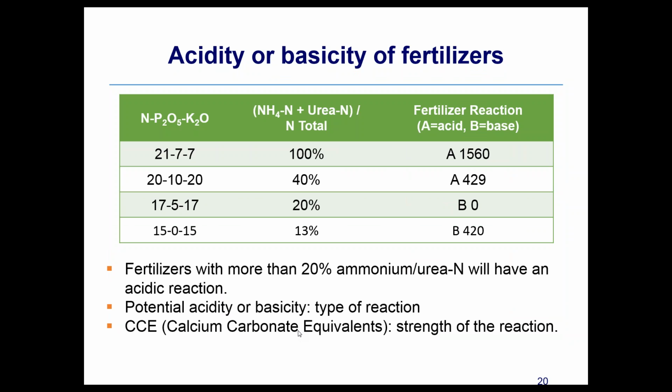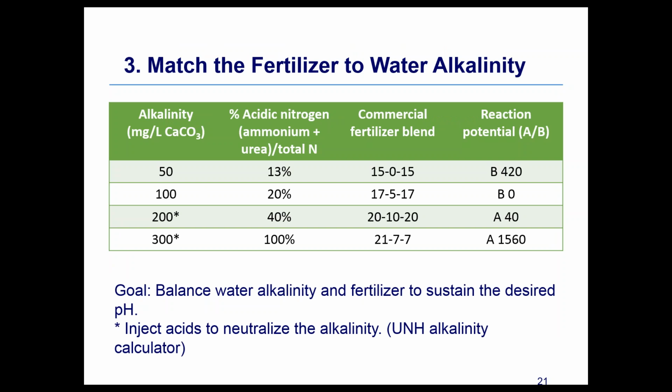So the rule of thumb for selecting fertilizers is, if the majority of the nitrogen is in the form of ammonium and urea, you know it's acid. If you have something over 20% ammonium and urea, you know that it's going to be acid. So something like 20-10-20 is also an acid fertilizer. And then something like 17-5-17, you can see it's only 20% of that nitrogen as ammonium and urea. So anything under 20% will tend to have a neutral or basic reaction. You can also read the label by looking at the fertilizer reaction. It tells you the type of reaction, whether it's acid or basic, but you can also make your estimation based on the total nitrogen and make a conscious decision.